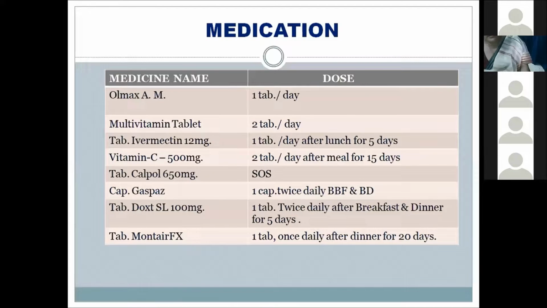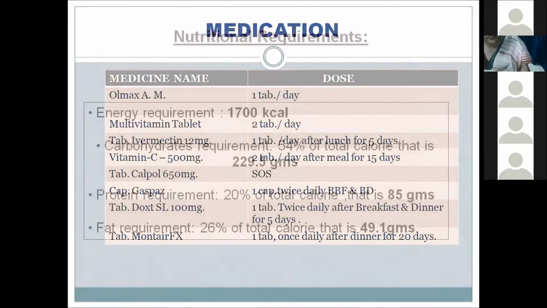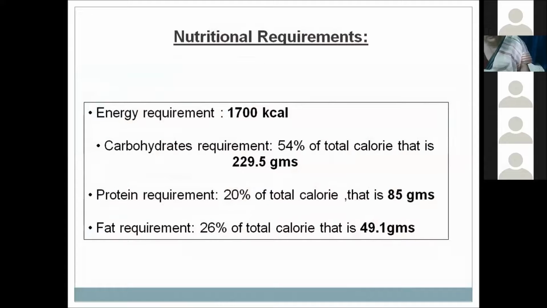These are medicines for high BP, then multivitamin, ivermectin, vitamin C, Calpol SOS, gas medicine, and Montair effects. Nutritional requirement: energy requirement 1700 kilocalories, carbohydrate requirement 54% of total calories, that is 229.5 grams. Protein requirement 20% of total calories, that is 85 grams. Fat requirement 26% of total calories, that is 49.1 grams.